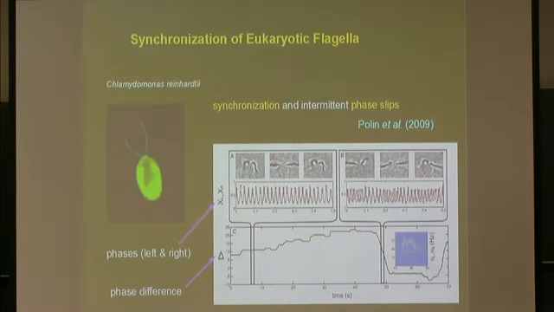And recently, there is a very nice experiment done by the group of Professor Goldstein in Cambridge. So what they did is define a phase of the left and right flagella, and they plotted it as a function of time. The red one is the phase of the left, and the blue is for the right flagellum. And they are well synchronized in this plot. But in other time regimes, they are not synchronized. So they found stages of synchronization and intermittent phase shifts.